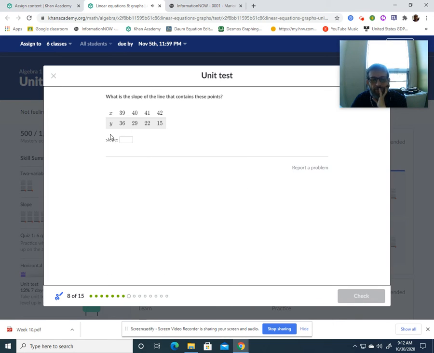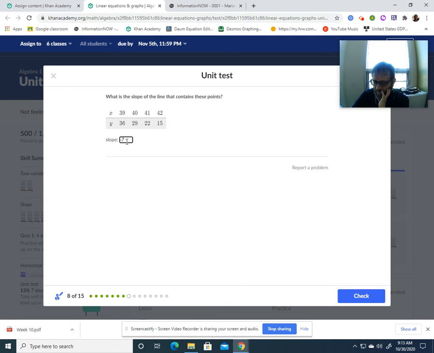What is the slope? Slope is change in y, so this is my top number. I'm going from 36 to 29 to 22. So that number is clearly down 7. That's my change in y. And then my change in x is I'm changing by 1. Now, obviously, we're not going to write that as a fraction. We're just going to write that as -7. But if it wouldn't divide evenly, you'd just leave it as a fraction.